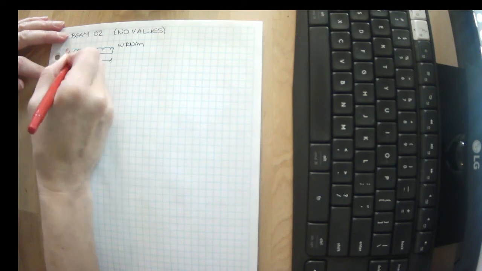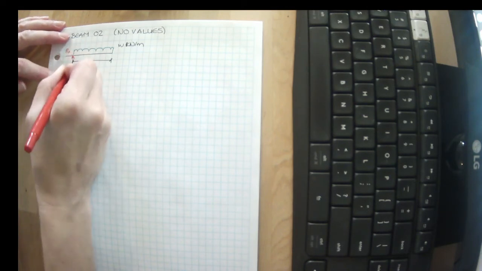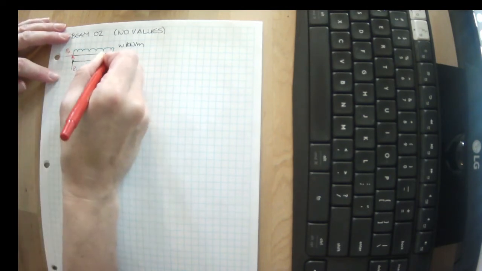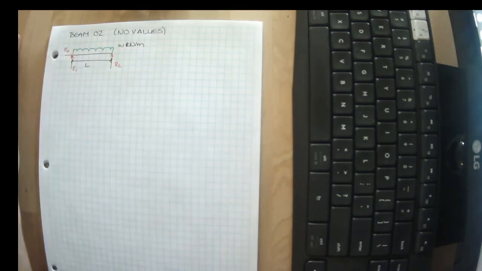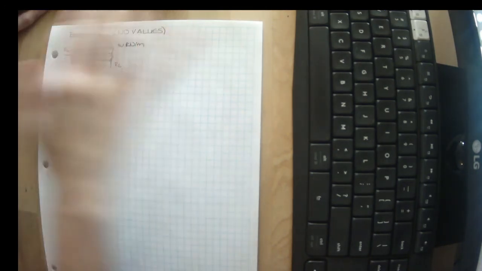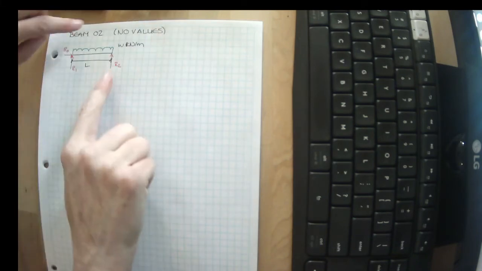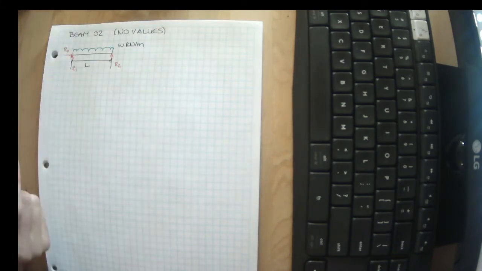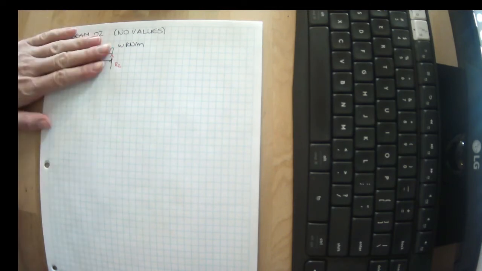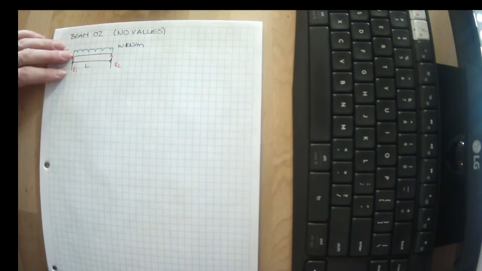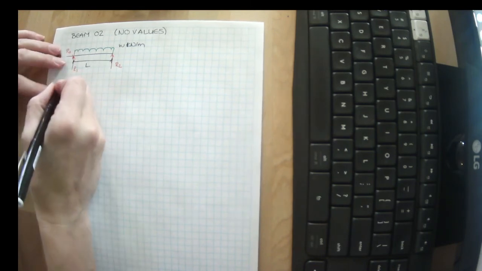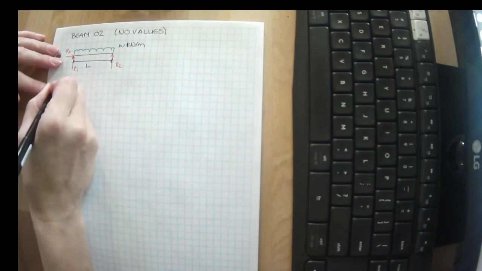We have Rx and R1 and R2 that are ensuring this thing can't move up and down and back and forth or spin, because these must be acting as a couple to prevent it from spinning. So there is our free body diagram. This is the free body diagram of this object. We want to find the reactions. So let's find the reactions.